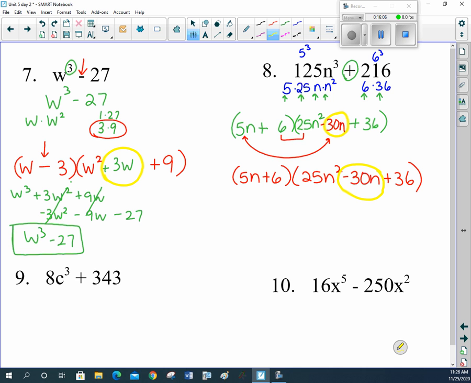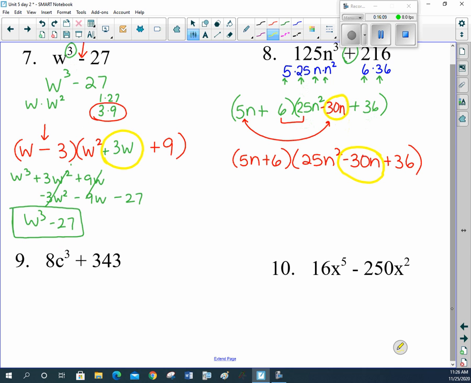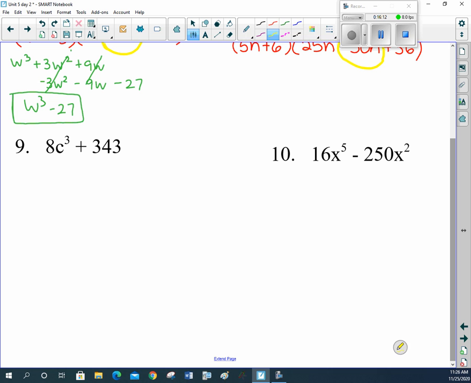Let's try another one. Let's try number 9. First of all, you have to recognize what pattern we've got going on. 8 is a perfect cube number. That's 2 to the third. 343 is a perfect cube number. That's 7 to the third. So when I choose factor pairs of 8, I want to do 2 times 4. For 343, I'm going to do 7 times 49. I probably wouldn't think of 7 times 49 for 343, but since I know it's a perfect cube, I know one of them has to be a 7, and then the other two multiply to give me the other pair. And then the c is c times c squared.